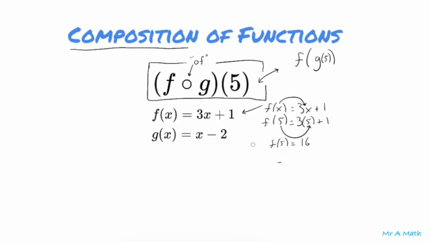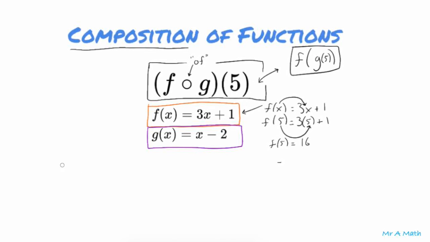But we're not asking what f of 5 is. We're asking what f of g of 5 is. So the first thing we're going to do is write this out, and I'm actually going to write it in this notation. For the time being, I'm going to focus on my f of x function to be in orange and my g of x function to be in purple. So when I say f of g of x, let's write it like this. F of g of x.